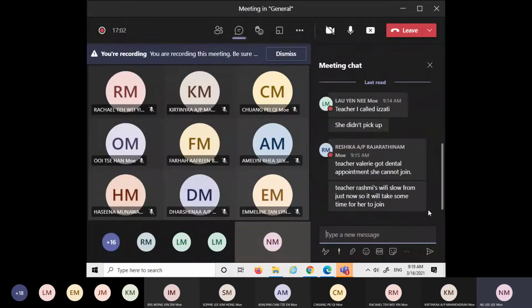Okay, Rashika, what did you say? Valerie has a dental appointment and cannot join. Rasmi's Wi-Fi is slow from just now, so it will take some time for her to join. Okay, thank you, Rashika. Okay, so we have all three here already.